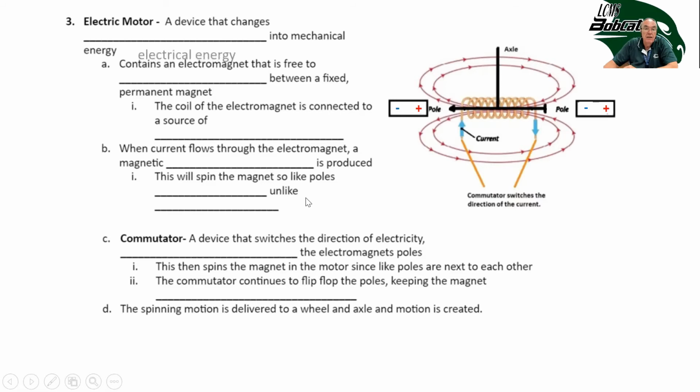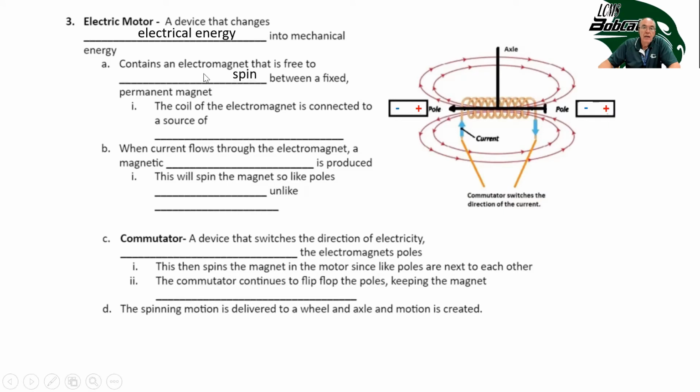An electric motor is a device that turns electrical energy into mechanical energy. So electric motors usually make things spin or turn. Now, I had just explained that an electromagnet can change its poles. And this is really the key to making an electric motor work.